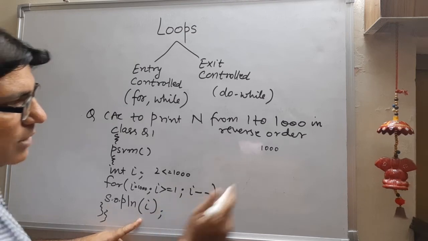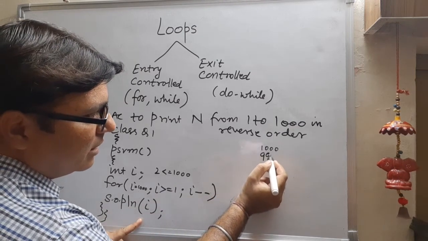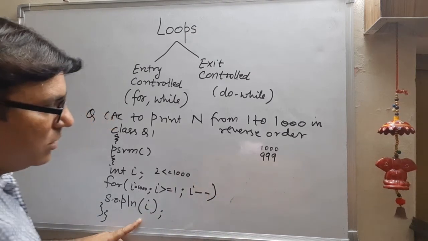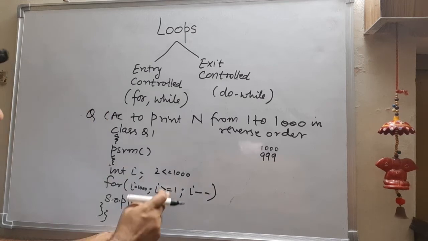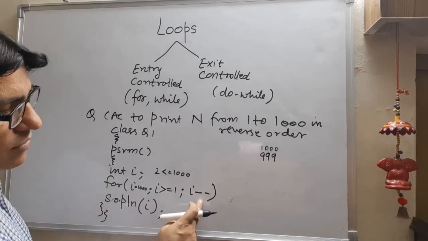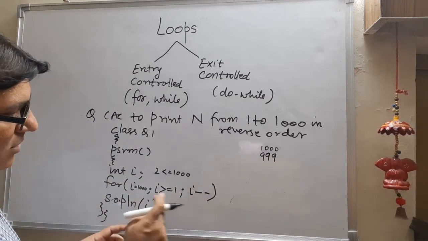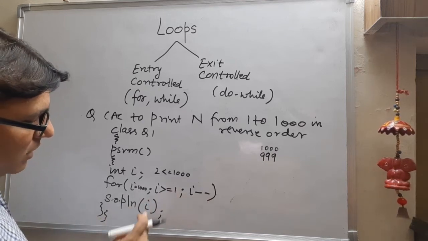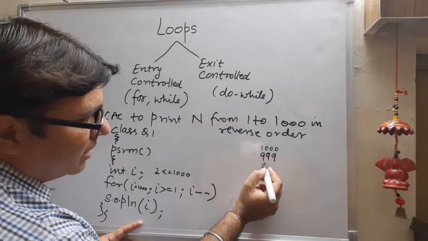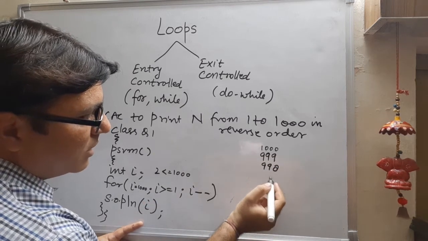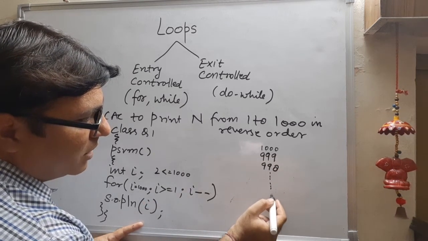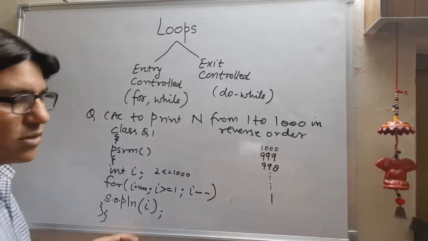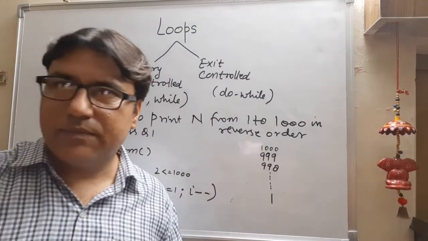So I is again printed, that is 999 is again printed on the screen. Then again it will go, then I minus minus, this will become 998. So 998 is again greater than equal to 1. So this will again move on. So again 998 is displayed on the screen. Similarly, up till 1 in the reverse order, all the natural numbers are printed.